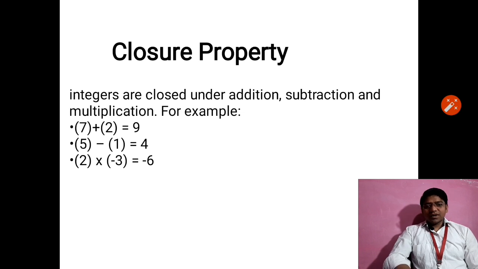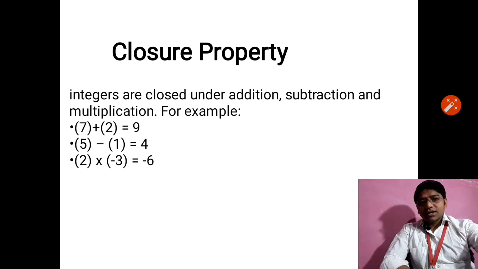Some important properties of integers. Start with the closure property, where we learned that if we perform addition, subtraction and multiplication on integers, the result is always an integer. But when we divide two integers, the result may be an integer, infinite, or a decimal value. So that means this property was not applied to division.